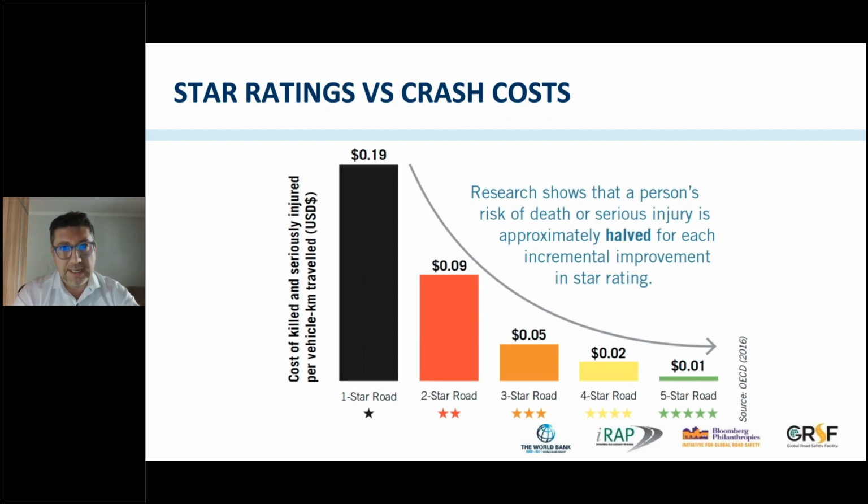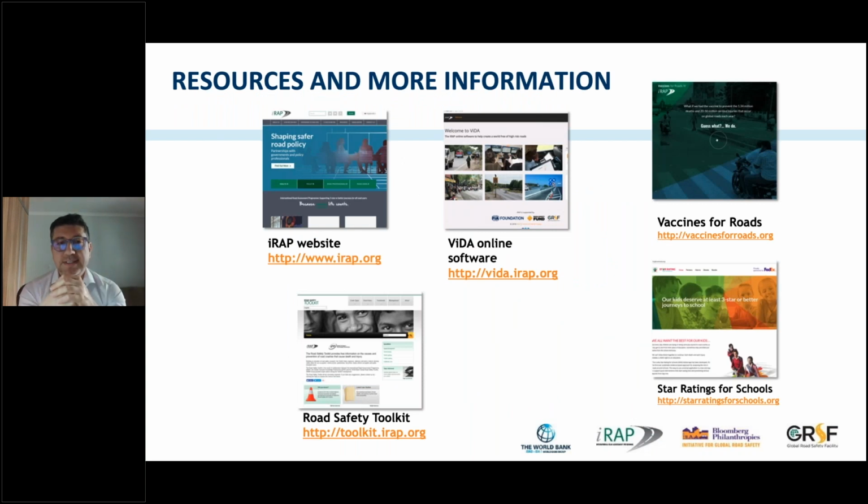Next one, Alessandra, please. And I think that this is the last one. So some resources and information that I encourage you to look at. We have our website, irap.org. The software that I was mentioning before, VIDA, is vida.irap.org. And also a lot of data is on vaccinesforroads.org. There's a road safety toolkit that you might be interested in looking at. It is a depository of different types of accidents and good practices to improve the conditions. And as I said before, the star rating for schools is also a program that is quite new in iRAP. We are applying it every year in more and more countries, and it's at starratingforschools.org. Thank you so much for your attention.